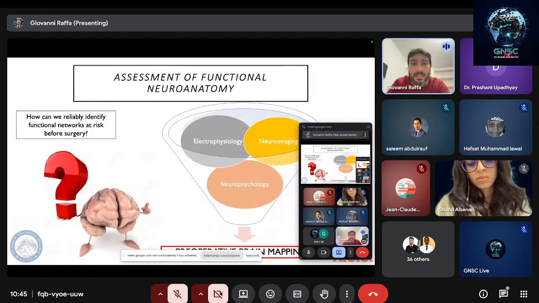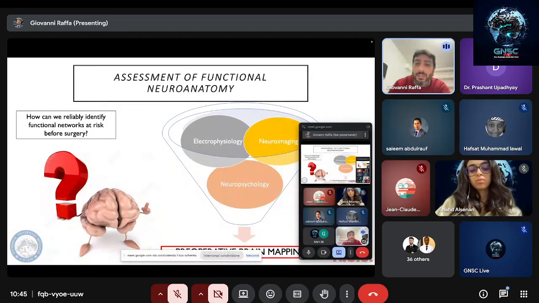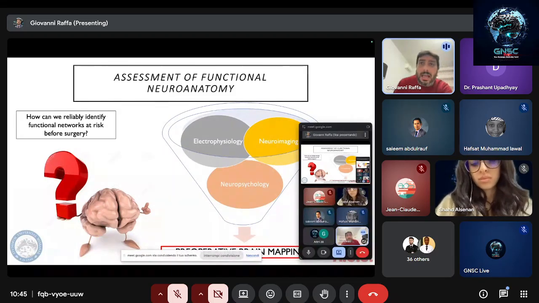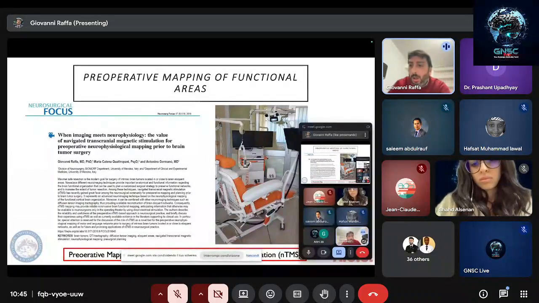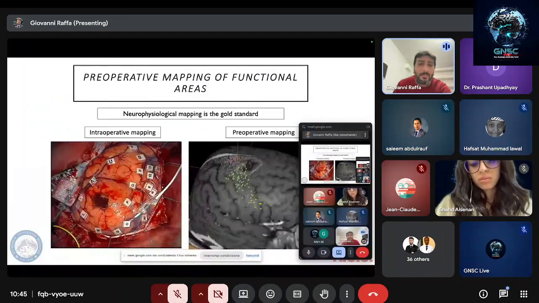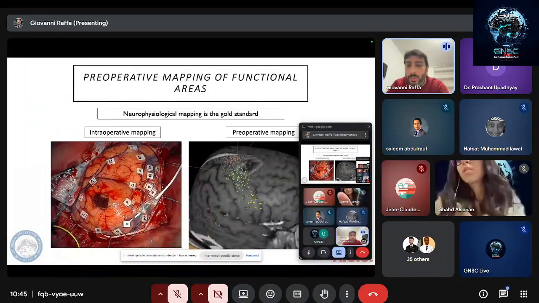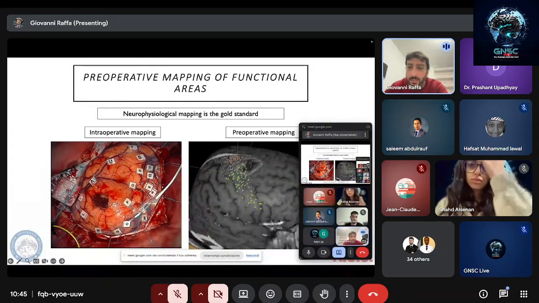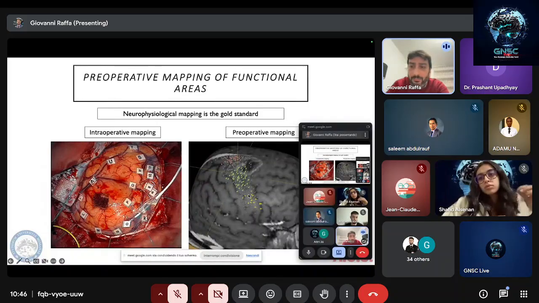One of these technologies is NTMS, Navigated Transcranial Magnetic Stimulation, a technique that merges electrophysiology, neuroimaging, and neuropsychology to give us a preoperative mapping of eloquent structures, for example, the motor network or the language network. This is the system, and it can achieve such a mapping of the motor cortex before surgery. If you compare the imaging achieved by NTMS on the right and the results from intraoperative mapping, you can see that it is not so different.